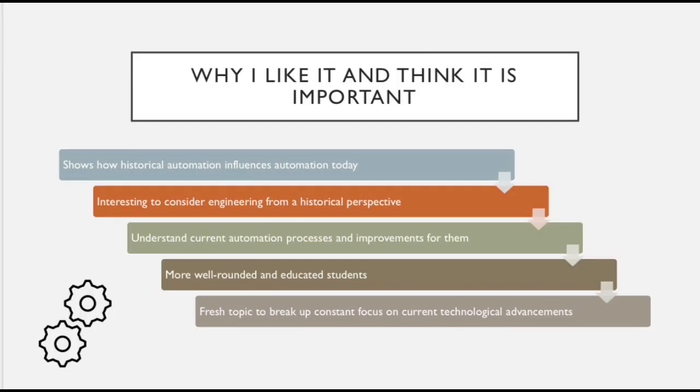The reason I like this topic and I feel it is important because it shows how historical automation influences automation today. It is interesting to consider engineering from a historical perspective because that's not one we get very often as engineering students. It is also really important to understand current automated processes and improvements for them, basically looking at how improvements from the past can affect improvements for today. This also makes us more well-rounded and overall educated students. Additionally, it is a fresh topic to break up the constant focus on technological advancements to take a look back at history.